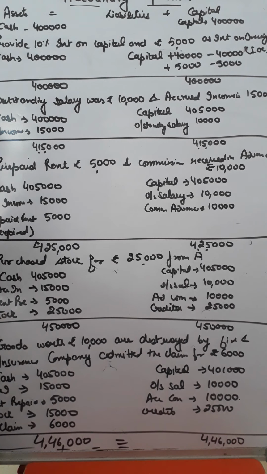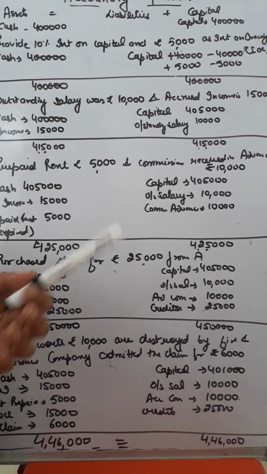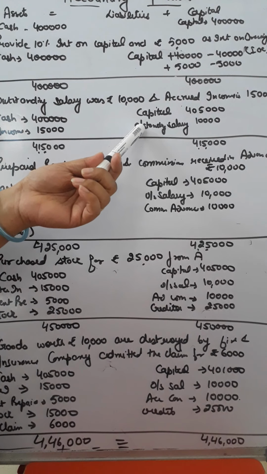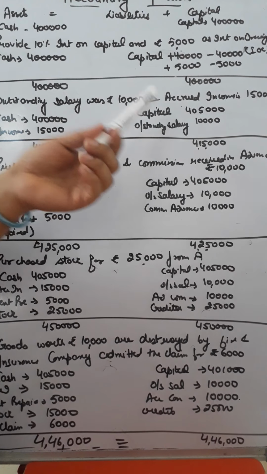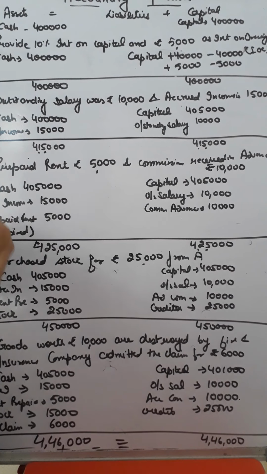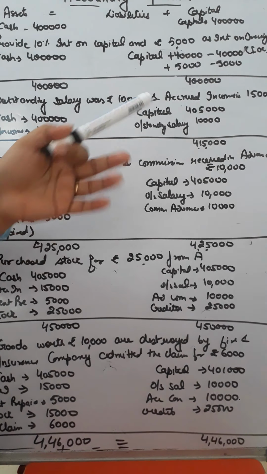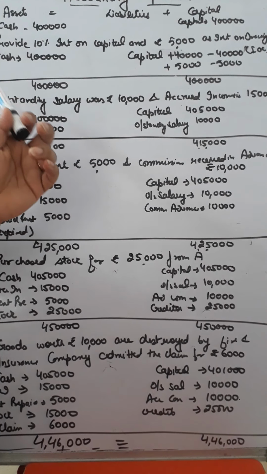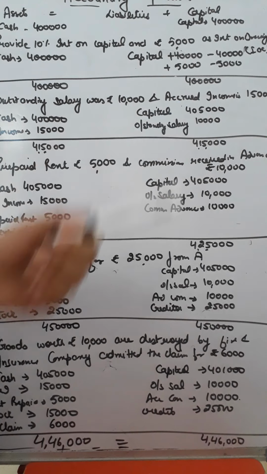And when you have to pay money to outsiders, it always becomes a liability for the businessman. So your liability will also increase, that is outstanding salary, because we have to pay this amount in the coming future, so it will become your liability. Say the next is accrued income of 15,000.